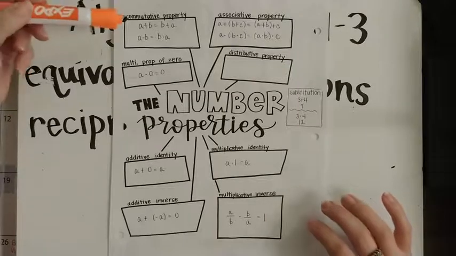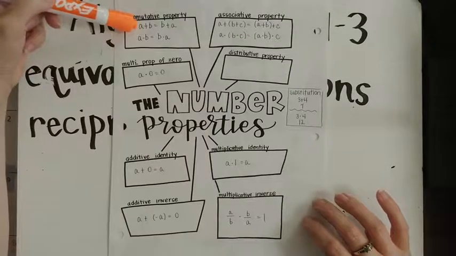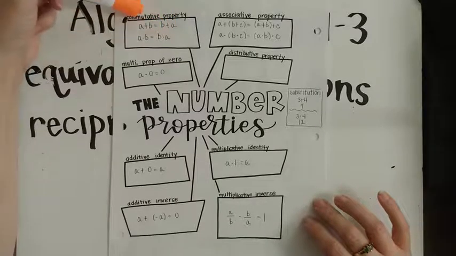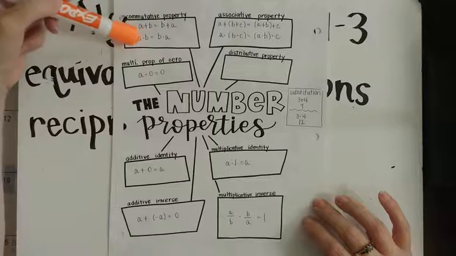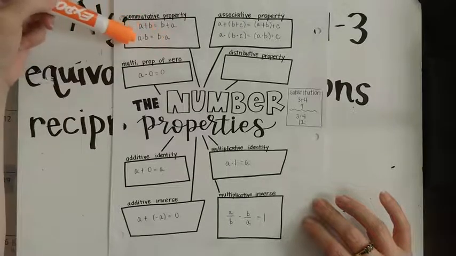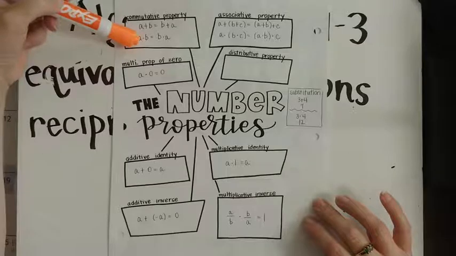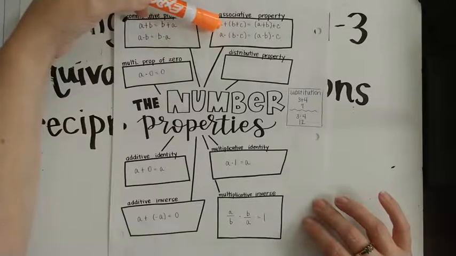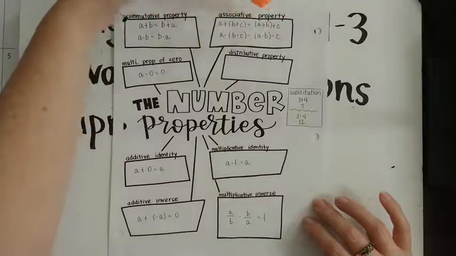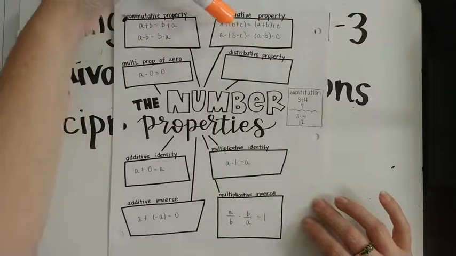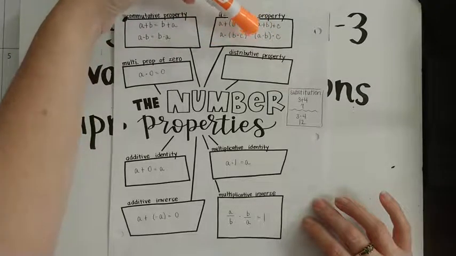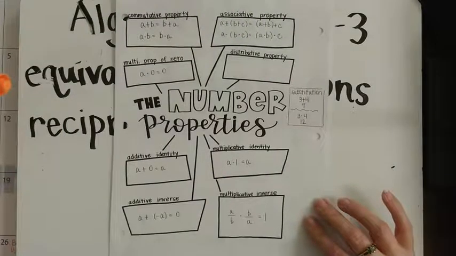First of all, commutative property. This is of addition. If you're adding numbers and you switch the order, that's commutative property of addition. If you're multiplying numbers and you switch the order, that's commutative property of multiplication. And then we have associative property for addition. This means you keep the same order, you just switch where your parentheses are. And for multiplication, you keep the same order, you just switch where your parentheses are.